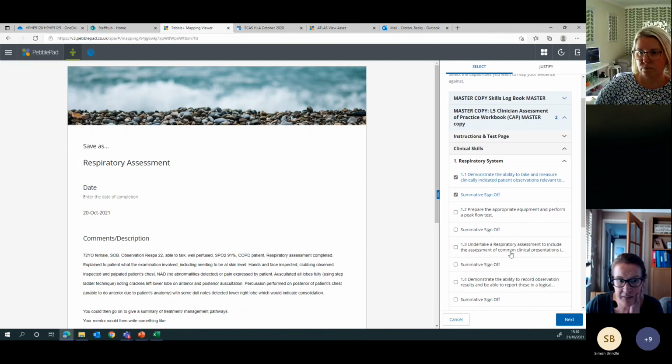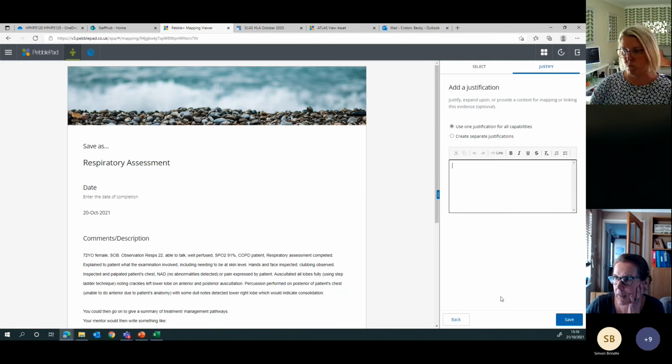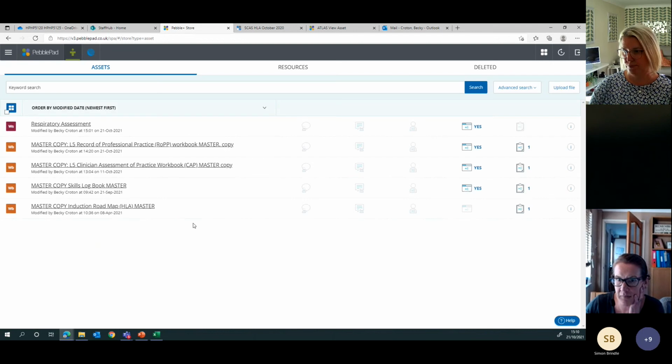And if it is my final piece of evidence, my summative, I'd click the summative box as well. So I'd done a peak flow with this patient. I want to evidence against the respiratory assessment and the ability to record the observations. You would then click on next. You could then just add one justification or create separate justifications, and save that.